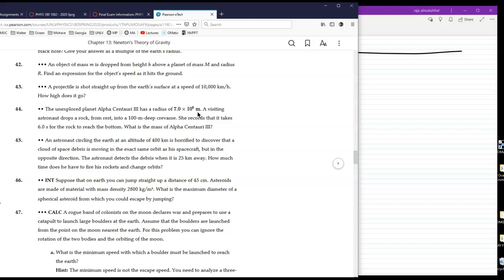A visiting astronaut drops a rock from rest into a 100 meter deep crevice. She records that it takes 6 seconds for the rock to reach the bottom. What is the mass of the Alpha Centauri? Okay. Isn't that interesting? I mean, let's say we are on Earth, okay? And somebody is interested in knowing the mass of the Earth. I can tell you that I can know the mass of the Earth if I drop a golf ball from, say, 1 meter height, and I measure how long it will take. From this information, I can tell you what the mass of the planet is. Isn't that fascinating, how physics is fascinating? That's basically the story, okay?